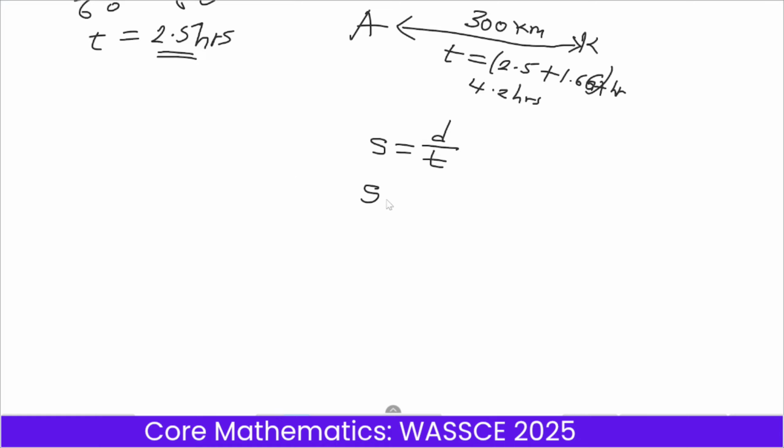So the average speed of the entire journey now becomes distance, which is 300 kilometers, over time, which is 4.2. So remember our unit at the end. So 300 over 4.2 gives you 71.43, and this is speed, so that is kilometers per hour. So on average, for the entire journey, the shuttle was moving at 71.43 kilometers per hour. So that is our answer for A.